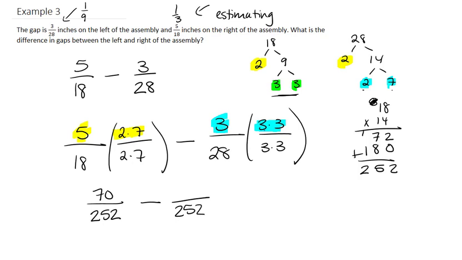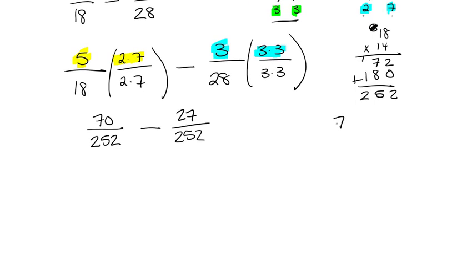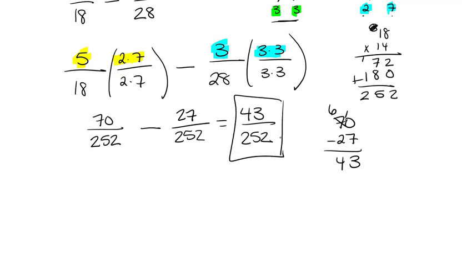Now 3 times 3 is 9, times 3 is 27. So our final step then will be just to do this subtraction. So we have 70 minus 27. We need to go ahead and borrow. So now we have 10 minus 7, which is 3. 6 minus 2 is 4. So now we have 43 over 252 as our final solution.